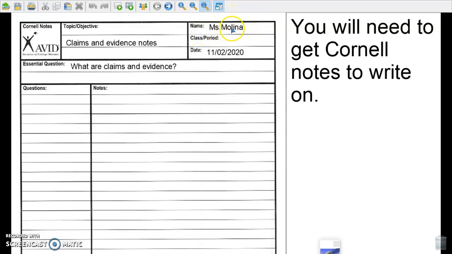Okay, the first thing that you are going to do is put your name where it says name, just like I did, Miss Molina. And then you're going to put the date, which is November 2nd, 2020. Your topic is going to be claims and evidence notes. And your essential question is, what are claims and evidence? Please feel free to pause the video at any time so you can write down what I have on the screen, okay?